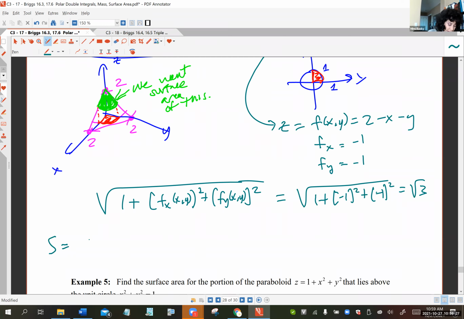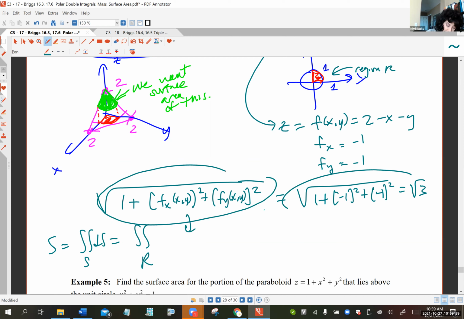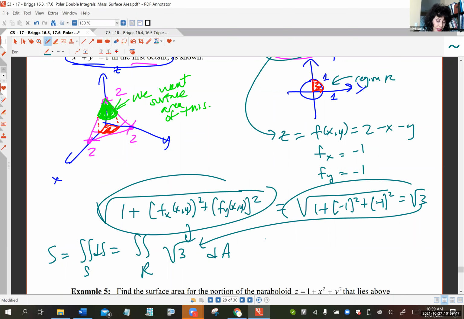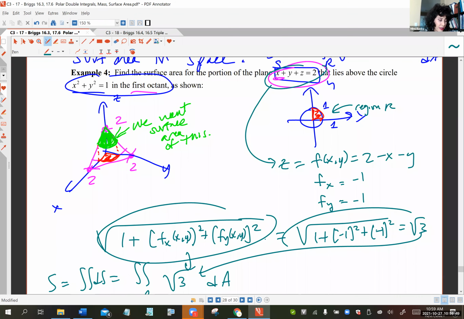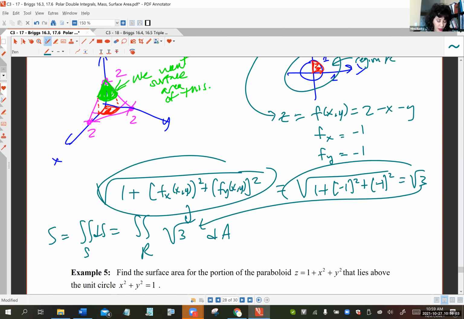So the surface area is going to be the double integral over the region R, and the region R is the quarter of a circle. And then we've got our big old radicand, but we agreed that after simplifying this one, it was the square root of 3, and then an area element. Okay. I claim that since the region of integration is a quarter of a circle, we want to convert to polar.